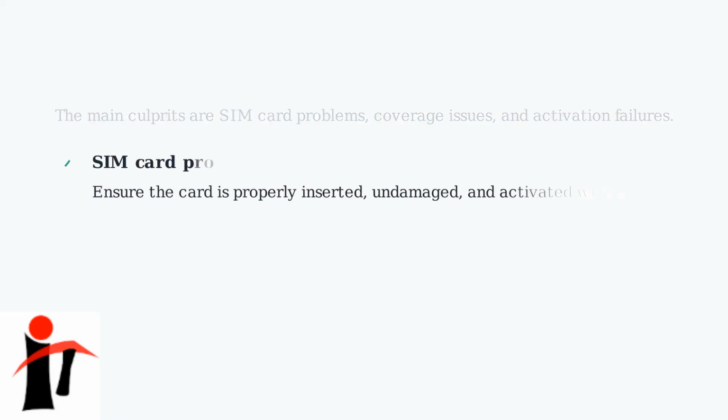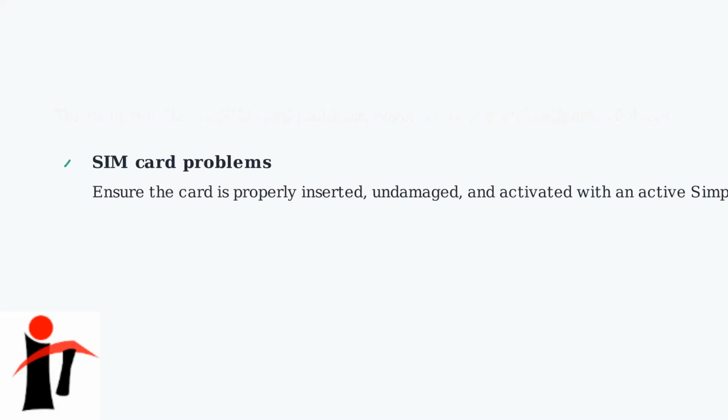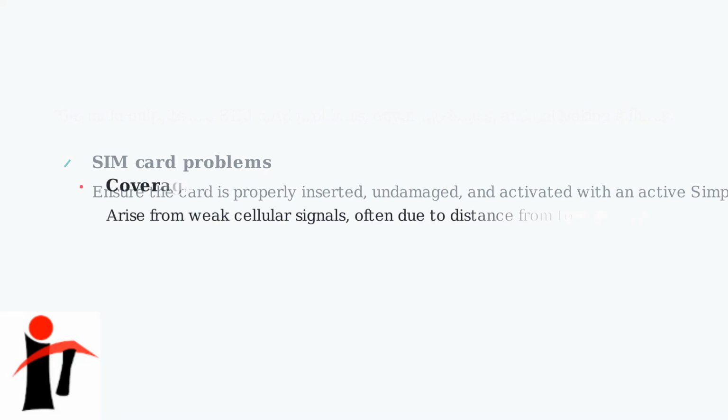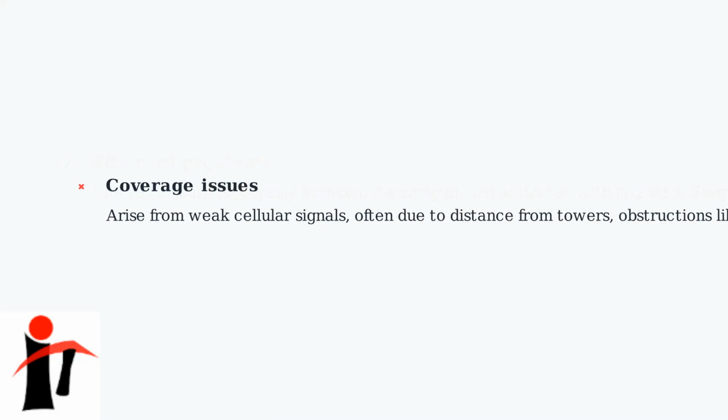For SIM problems, ensure the card is properly inserted, undamaged, and activated with an active Simple Mobile plan. Coverage issues arise from weak cellular signals, often due to distance from towers, obstructions like buildings, or weather disruptions.